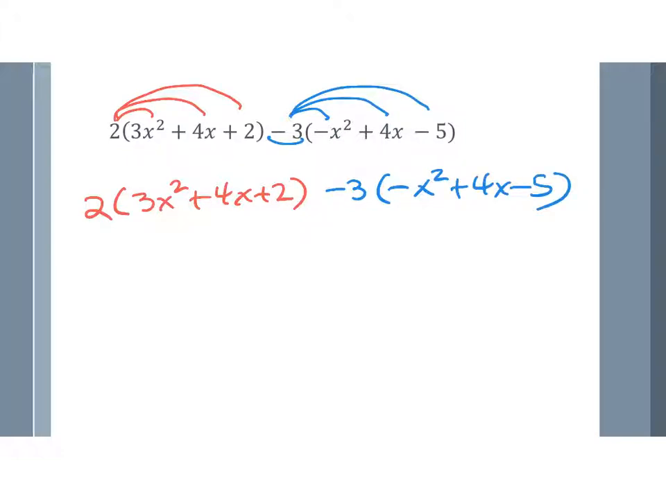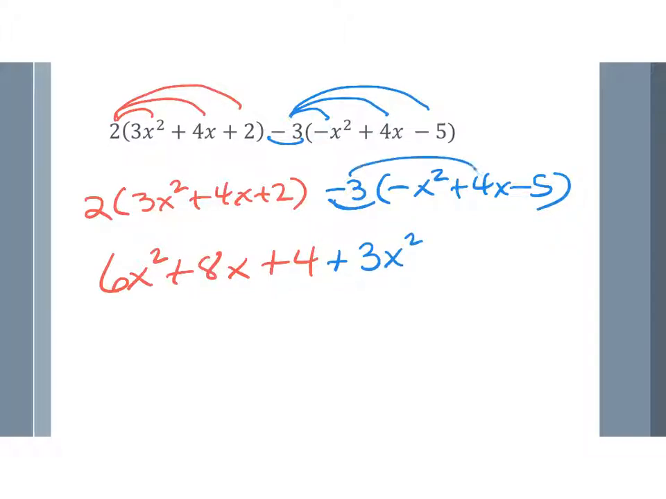All right, so for the red, 2 times 3x squared gives me 6x squared. 2 times 4x is 8x. 2 times 2 is 4. Now I'll distribute this -3. -3 times -x squared gives me positive 3x squared. And then -3 times 4x is -12x. And then lastly, -3 times -5 is 15.